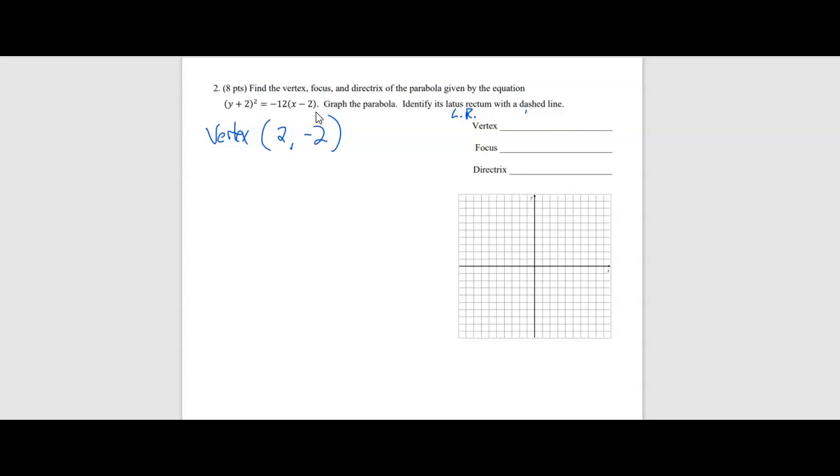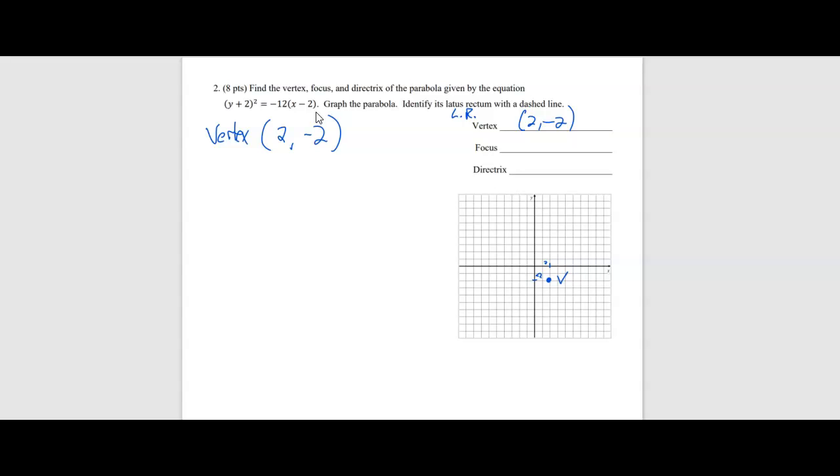Okay, we could start with that information. Over 2, -2, here's our vertex. I'll label it with a V. And let's put a 2 here and a -2 there, just so that we have some stuff labeled on this chart.